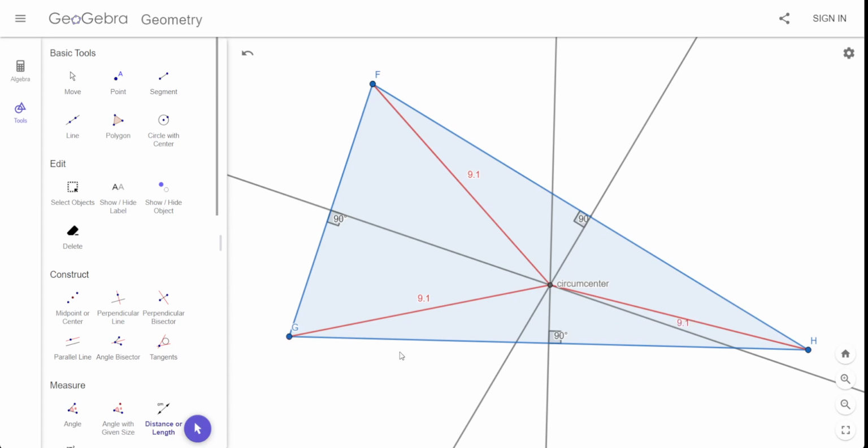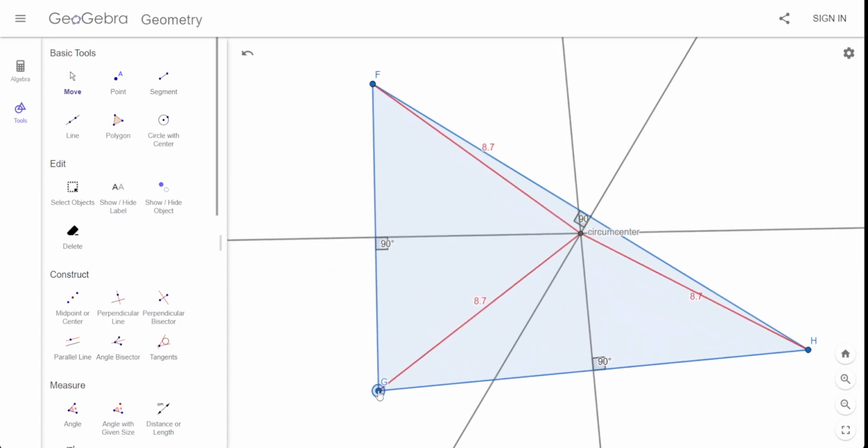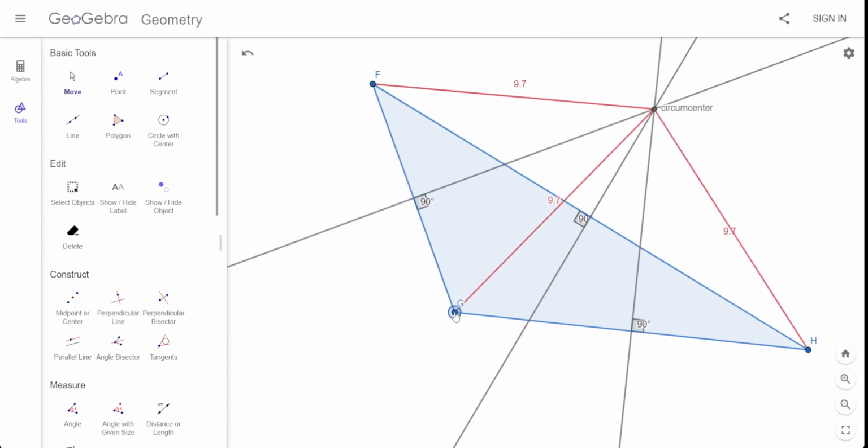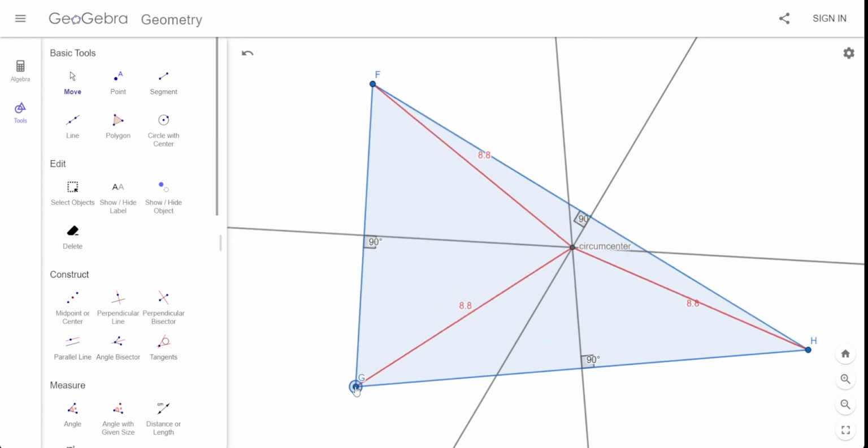Now, what if I change the triangle shape? It might not be 9.1, but what do you think is true about all the red ones? They should be all the same. So if I move it like this, look, they're all 8.7. Even if I made it an obtuse triangle and the circumcenter is outside the triangle, they're all the same, aren't they? 9.7. If I made it so that it lies right on the side, they're all the same again, all right? So all those red ones are the same. So that's what our theorem says, okay?